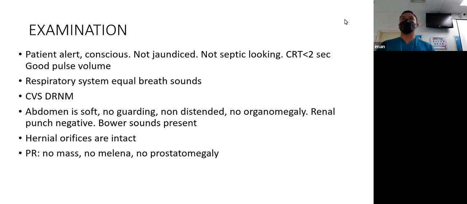So the abdomen: we inspect and palpate, no guarding, not distended, no organomegaly, renal punch negative, bowel sound present, nothing much. Hernial orifices intact. Lastly we do a PR: per rectal, no mass, no melena, no prostatomegaly. So from here everything is negative, apart from the mild tenderness.